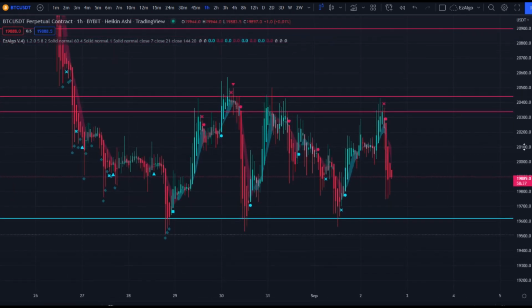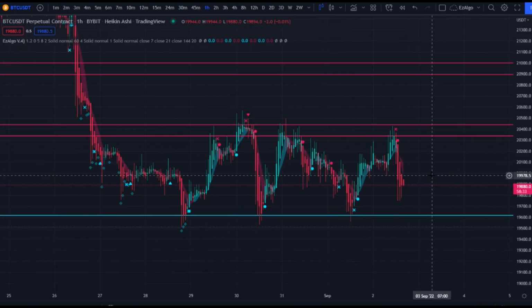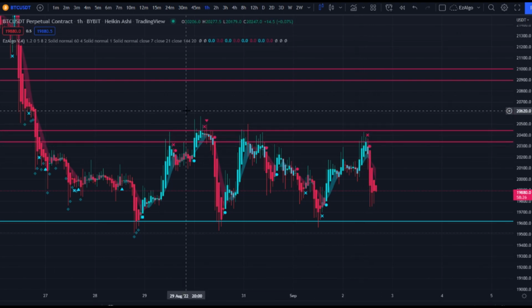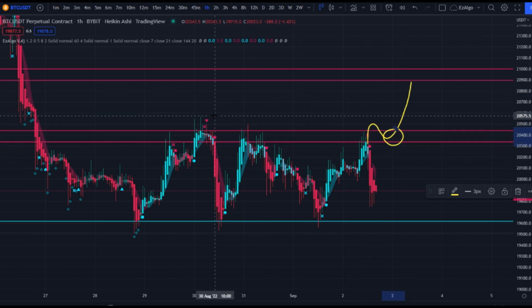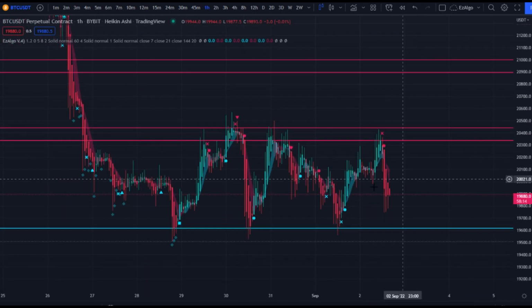Okay, so I actually put this setup in the free Discord. So you guys, if you're in the Discord, would have seen this, but I was looking for a short from right around here. I was looking for a short somewhere around here, or a long if we could turn this level into support and long somewhere right there. We were unable to do that, and I ended up taking a short position, and I'll show you exactly where and my thought process behind it.